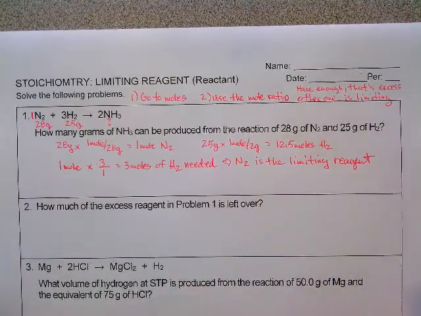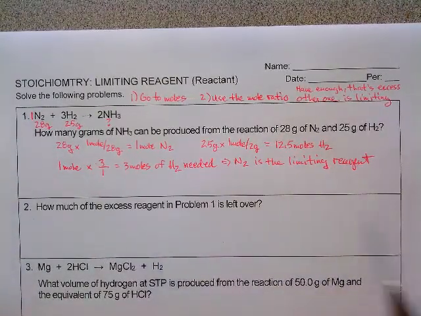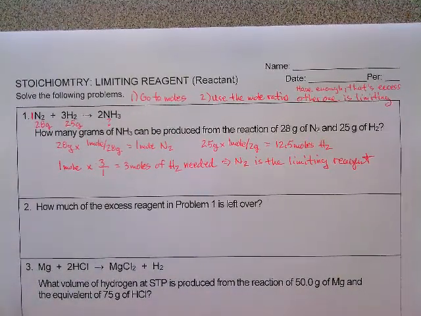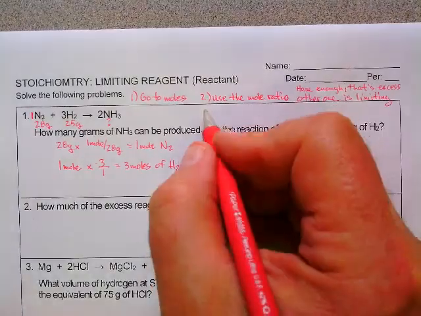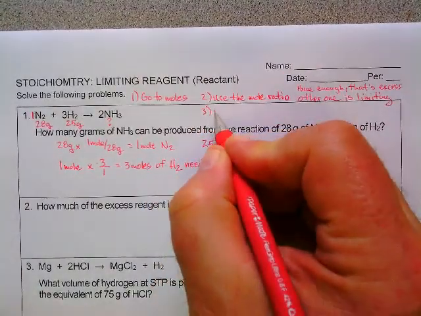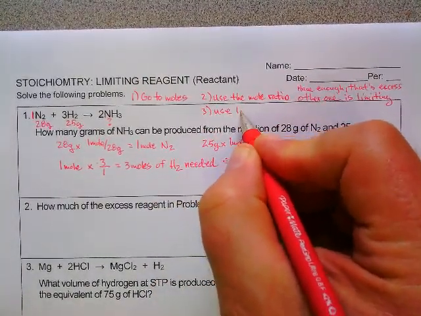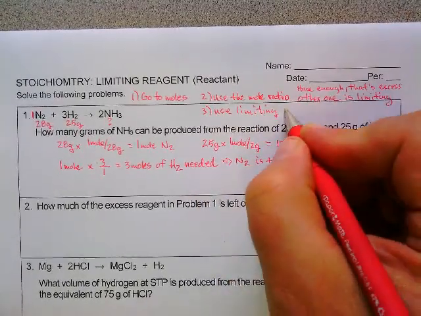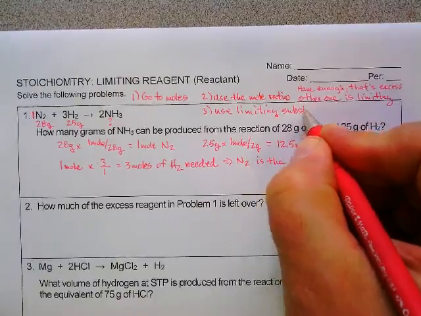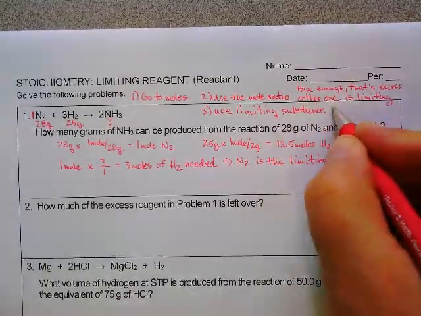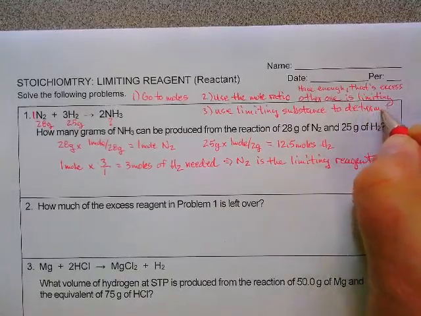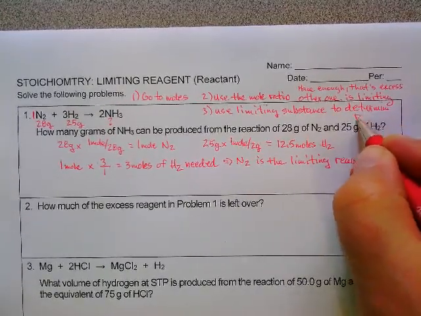Now, once I have picked which one is limiting, I then use that to find out how much I'm actually going to produce. So if you want step 3, use the limiting substance to determine the product.